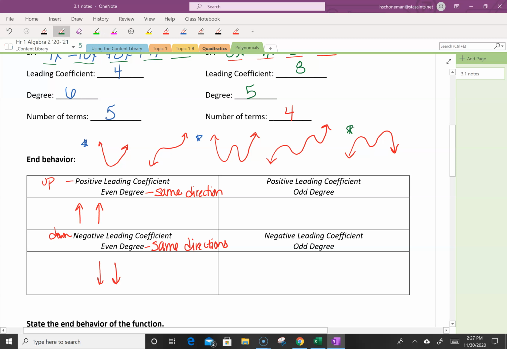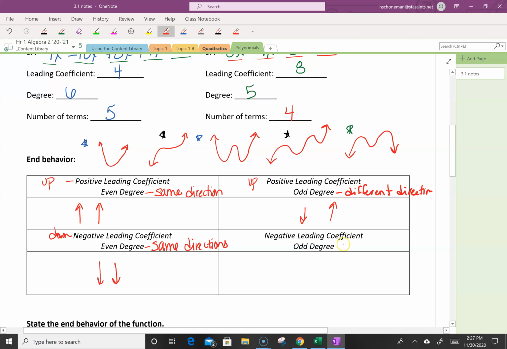If it is an odd degree, well, they can't be going the same direction. They have to be going different directions. Okay. Well, how do you know which direction is which? Well, positive means up again, but from left to right, it's going up. So on the right, it has to end up. So if it's got to be going different directions, on the left, it's going down. So an example of that would be here or here.